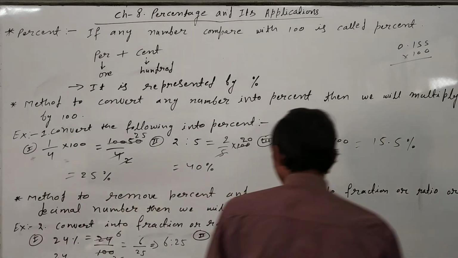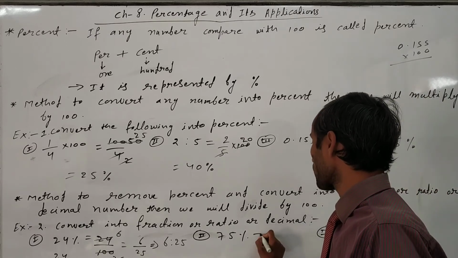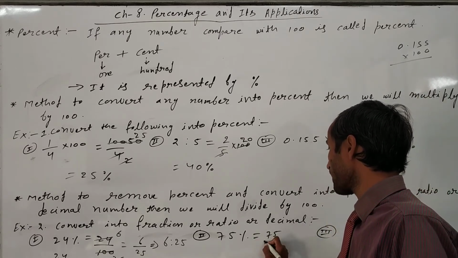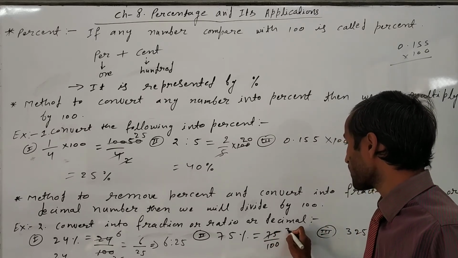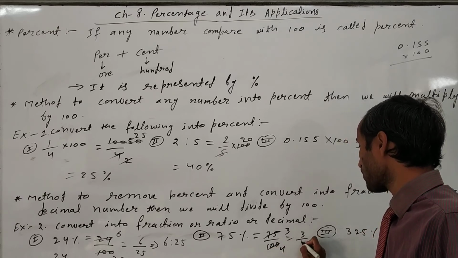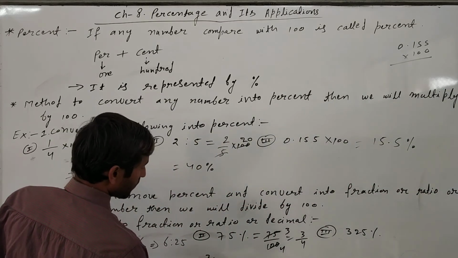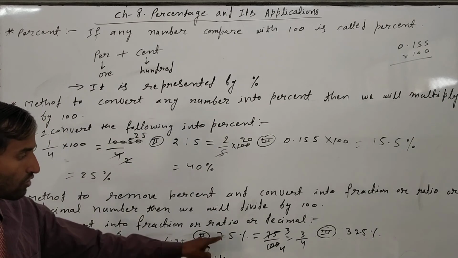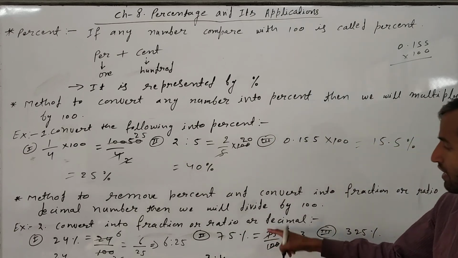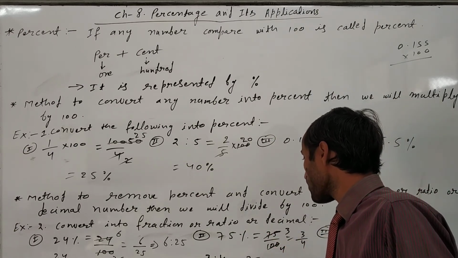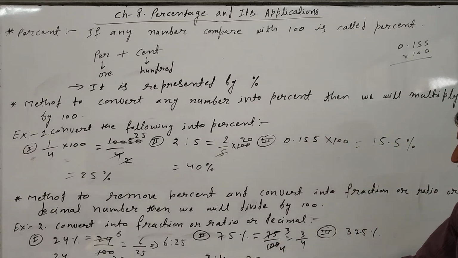Now this one, 75%. We have to convert this percent into fraction, ratio, or decimal. First of all, divide by 100 here. After that we simplify and cancel out. 25 by 3 and 25 by 4, it will come 3 upon 4. This is the simplest fraction. Or if you want to convert into ratio, write 3:4. This is the ratio of this percentage. If you want to convert into decimal, convert directly: 75 upon 100, after 2 digits the decimal comes, so 0.75.